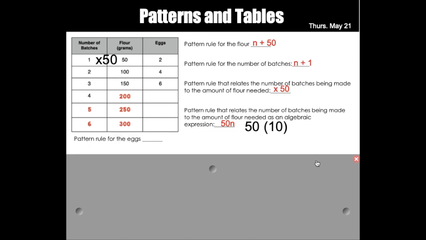Let's have a look at the table a bit more. What's the pattern rule for the eggs? I have 2, 4, 6, 8, 10, 12. My eggs are going up by 2 each time.